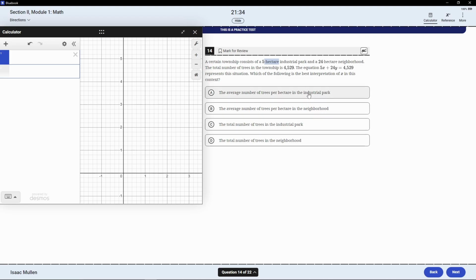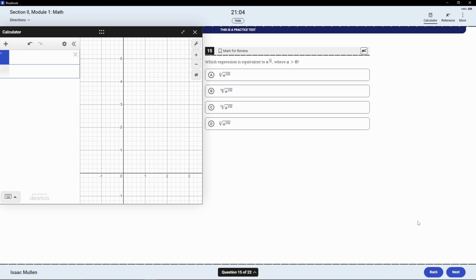Now, the average number of trees per hectare in the industrial park. All right, so 5 times the average number of trees per hectare. Yeah, that would make sense, right? Or the total number of trees in the industrial park. Well, why would we multiply the total number of trees in the industrial park by 5? Wouldn't it make sense if we just had a number there instead of 5x? A here is much more likely than C. It also makes way more sense, so we're picking A.